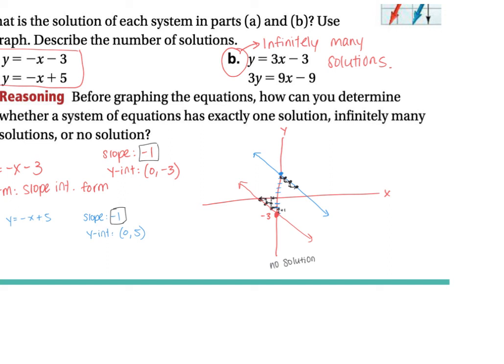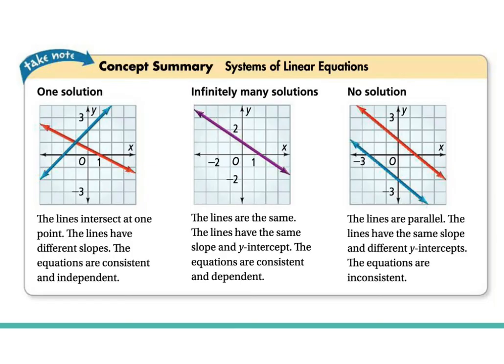All right, guys. It's time to find out who's paying attention, okay? This is our last slide, just a concept summary, okay? So it's just basically everything that we just learned in one slide for you guys to use, okay? So remember, when we have one solution, it's when the graph crosses each other at one point. Infinitely many is the same line, that's the purple one. And then no solution is when they're parallel, they'll never touch each other, okay?